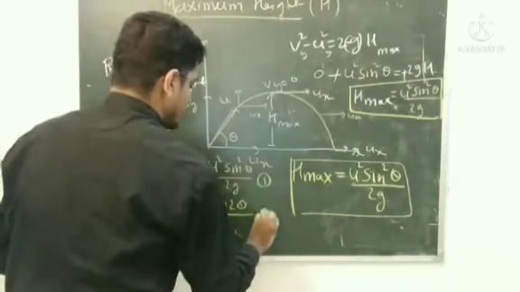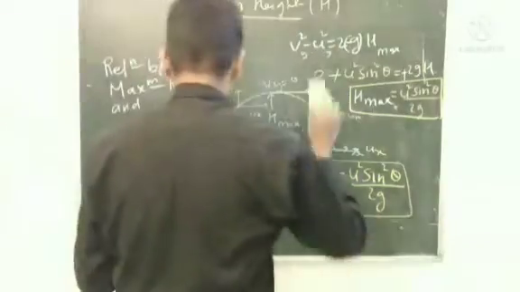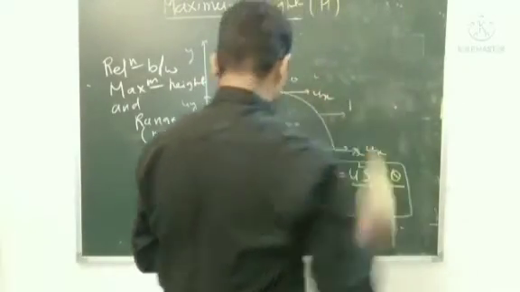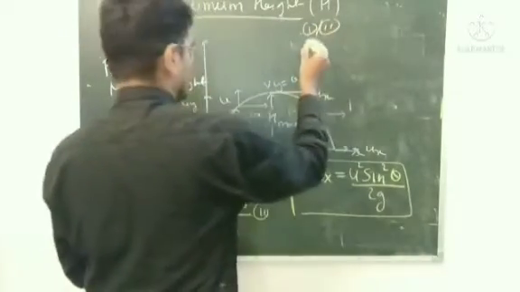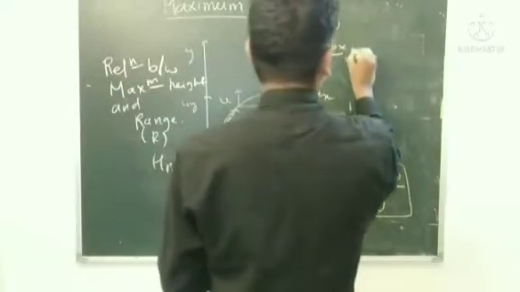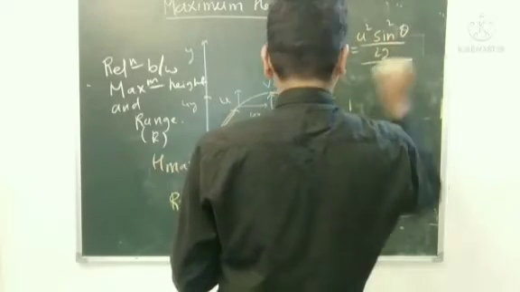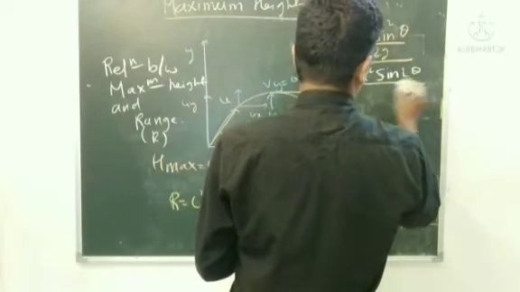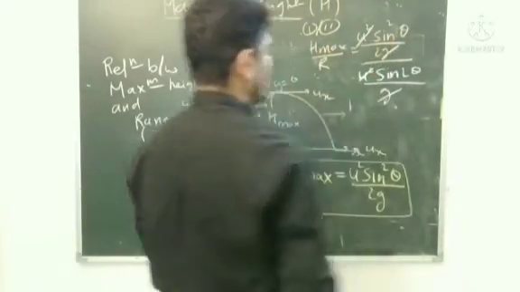This is equation number 1, and this is equation number 2. If we divide these two equations, equation 1 by 2, what will we get? H max by r is equal to u square sin square theta by 2g, and the range is u square sin 2 theta by g. So g cancels out, u square cancels out.